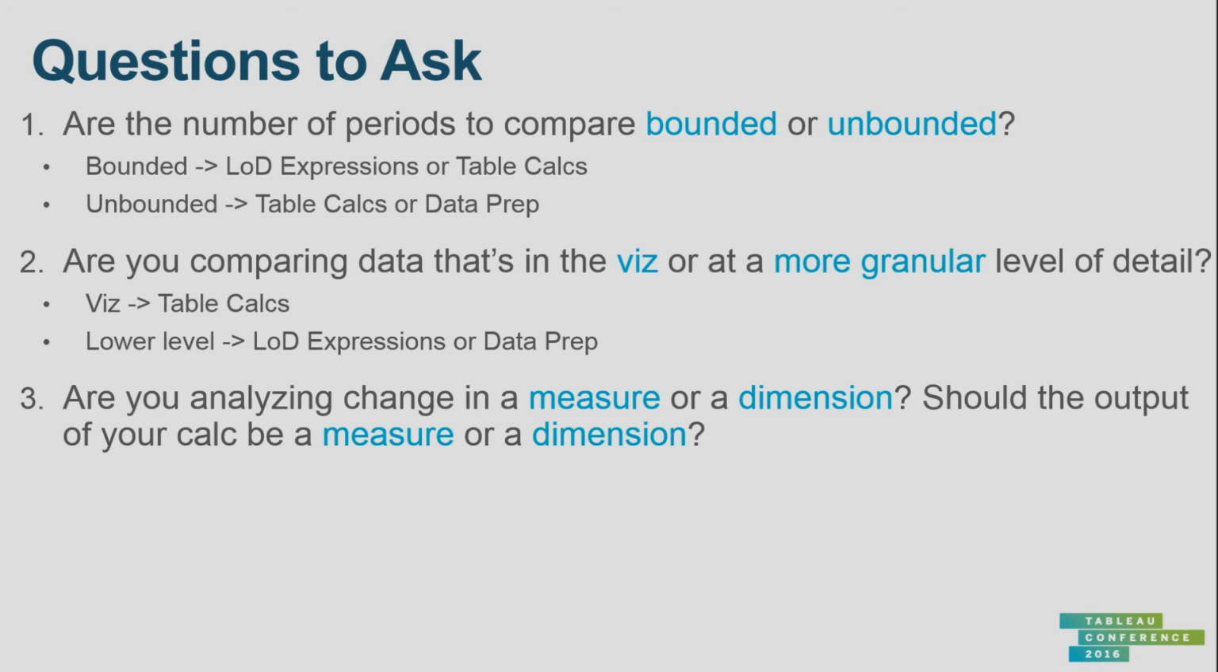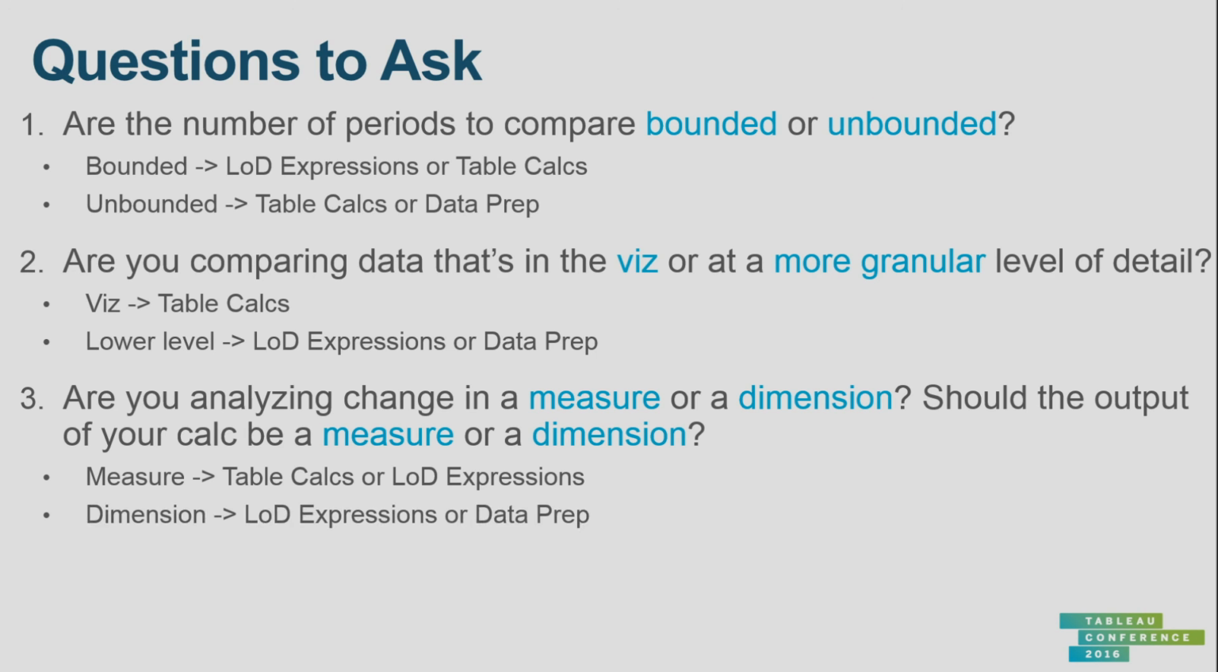Another way to think about this is, should the output of your calculation be a measure or a dimension? You remember when we dragged in the cohort, that's a dimension. It ends up slicing all of my customers into cohorts. So if the output of your calc is a dimension, that's another consideration to this point number 3. If it's a measure, you can use table calcs or level of detail expressions. If it's a dimension, you can use level of detail expressions or data prep. One thing you probably noticed is that table calcs always return measures. So if you're trying to slice data by a table calc, that's really frustrating because it's a measure.